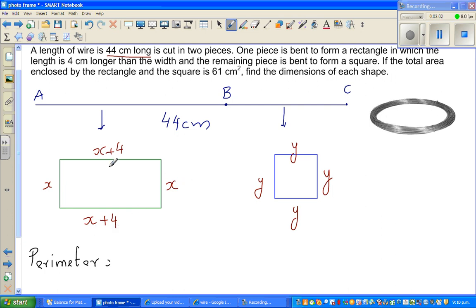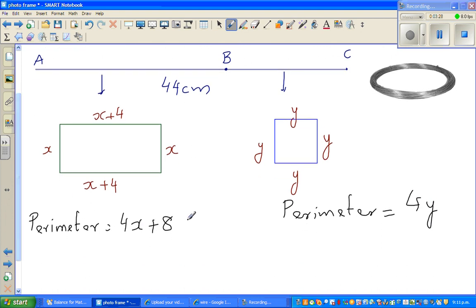So you got x plus 4 plus x plus x plus 4. Adding the boundaries will give you the perimeter. So you got 4 lots of x, and 4 plus 4 is 8, so it is 4x plus 8. And the perimeter of this shape is y plus y plus y plus y, which is 4y. So I hope now you understand there's a relation. If this is P1 and this is P2, can I say P1 plus P2 is equal to 44?